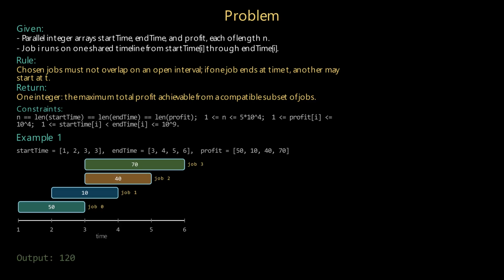Example 1 has 4 jobs on the timeline from 1 to 6. Job 0 runs from 1 to 3 with profit 50. Job 3 runs from 3 to 6 with profit 70. They only touch at time 3, so you may take both for a total of 120.